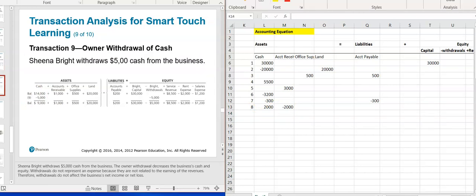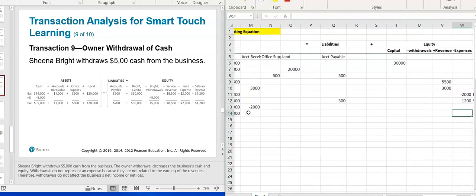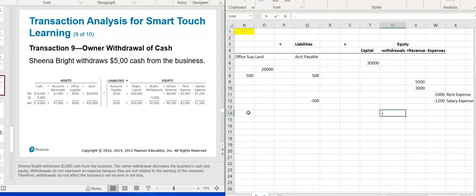All right, and then Sheena withdrew $5,000 cash from the business. They have quite a few typos in this little PowerPoint, don't they? Sheena, the owner, withdrew $5,000 in cash from the business. All right. So cash is an asset. It's going down. So minus 5,000. And then she withdrew it. So that's going to come out of equity. So minus 5,000 here. And I think that's it.